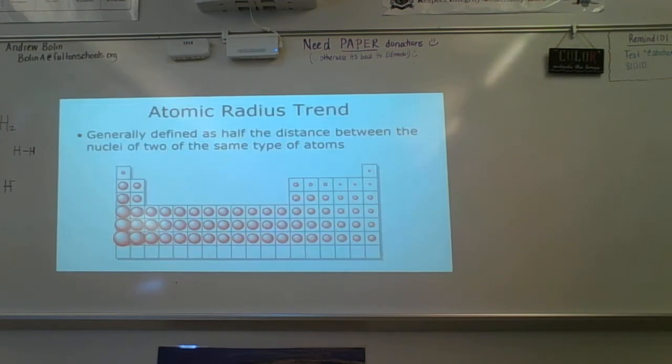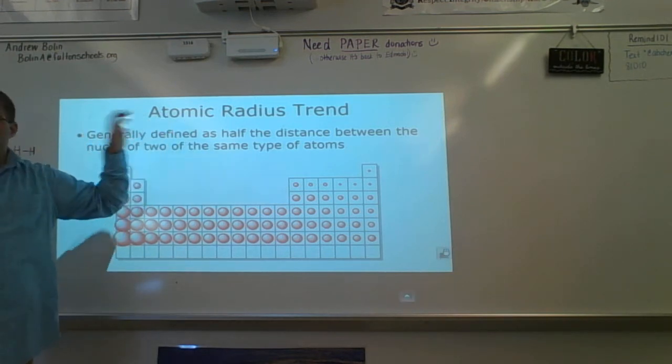So your atomic radius trend. You remember back in some of your math classes, you're given a circle. When you're asked to find the length across the inside of the circle, the entire circle, what is that called? The diameter. So finding the diameter is one thing, but then you're asked to find half of the diameter, which is called the radius. This is exactly what we're doing here, the atomic radius trend.